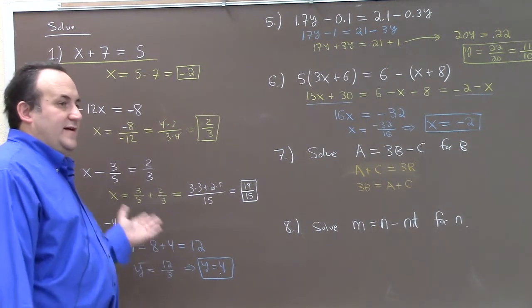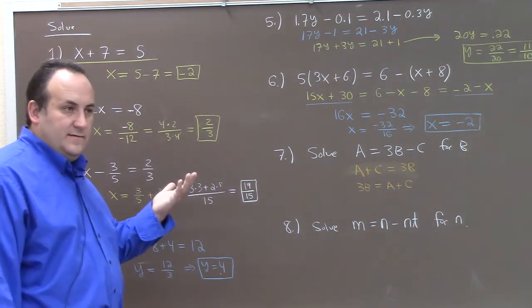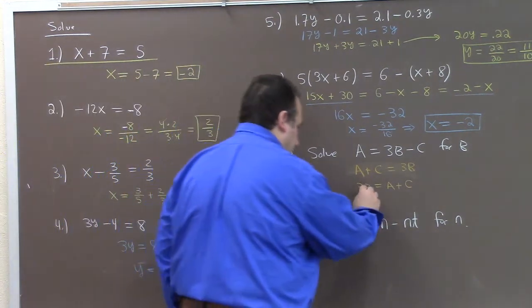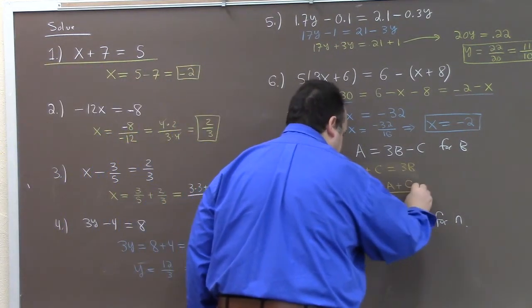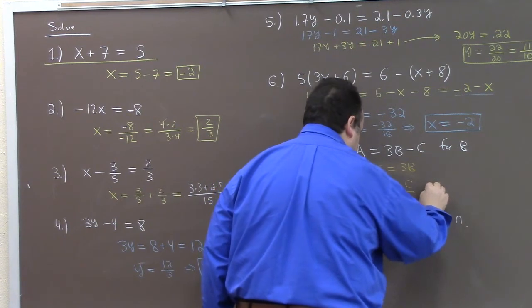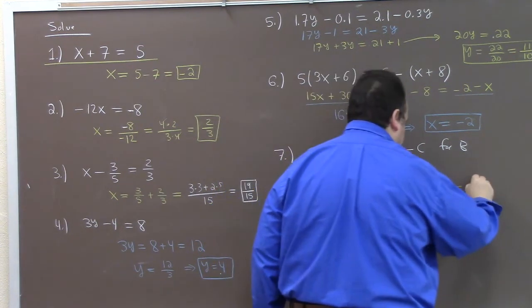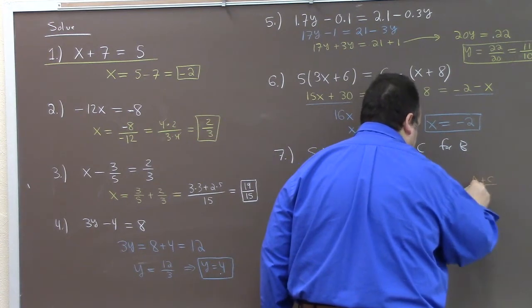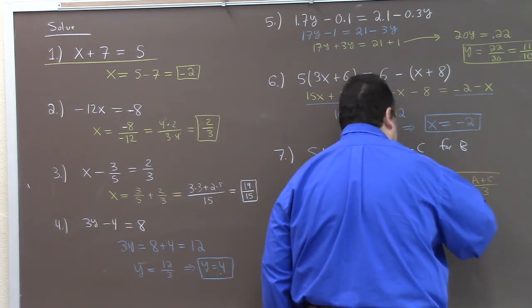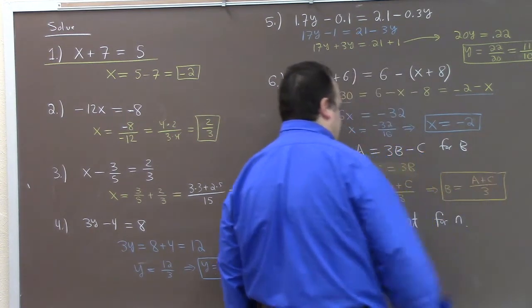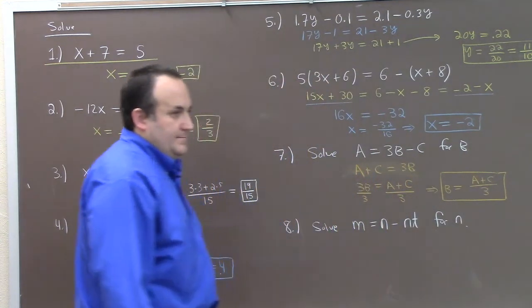Then what? Divide by 3. So that divided by 3 is this divided by 3, and thus we get our answer, which is b is a plus c divided by 3. And that's it. Solve for b. There you have it.